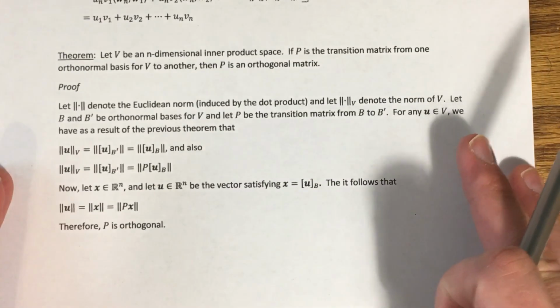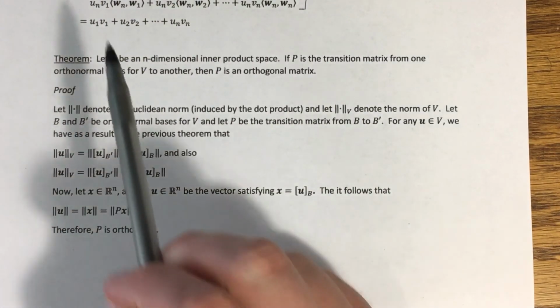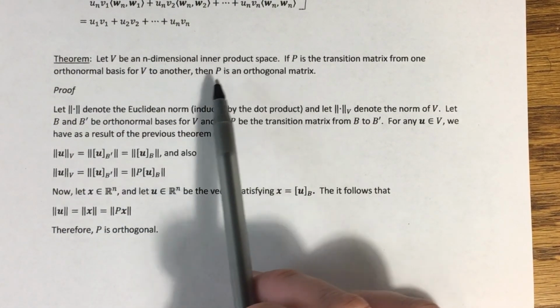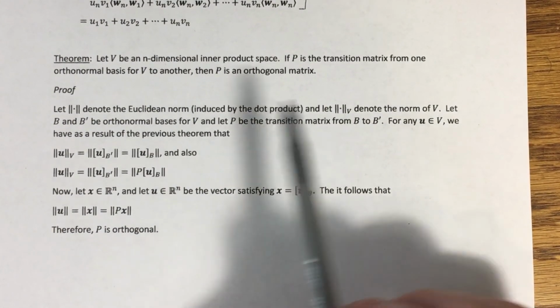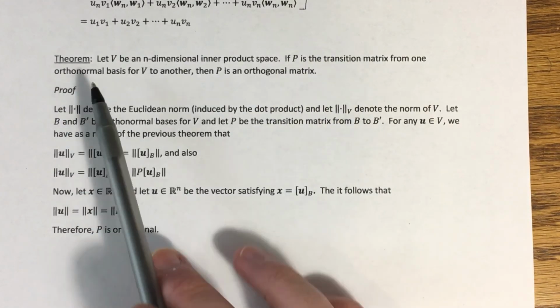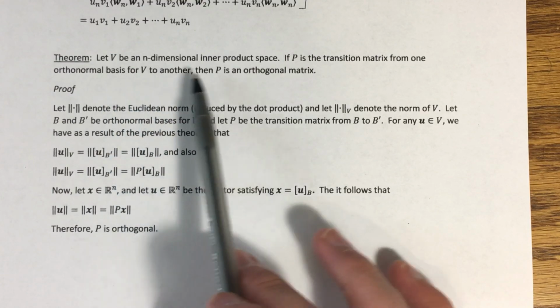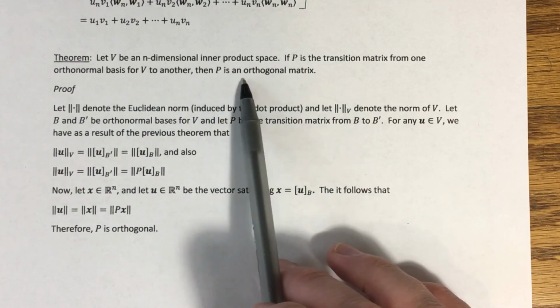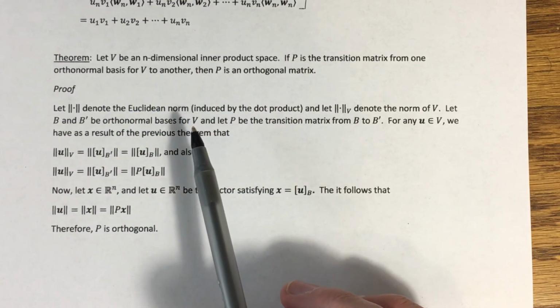Last theorem. Let's go through this. So let V be an n-dimensional inner product space. Here's where we want to talk about the change of basis idea. If P is a transition matrix from one orthonormal basis for V to another, then P is an orthogonal matrix.